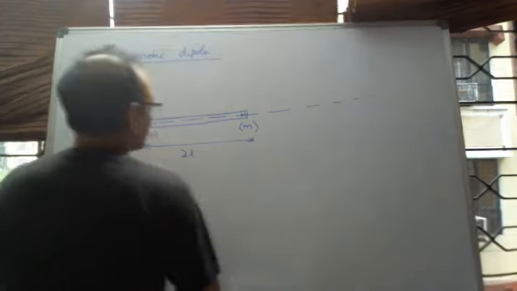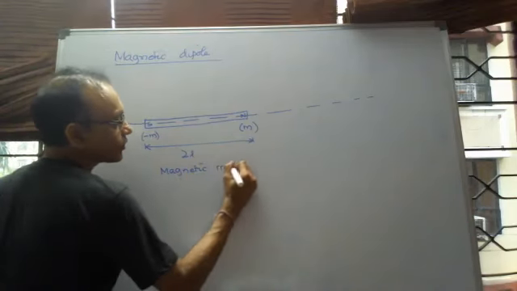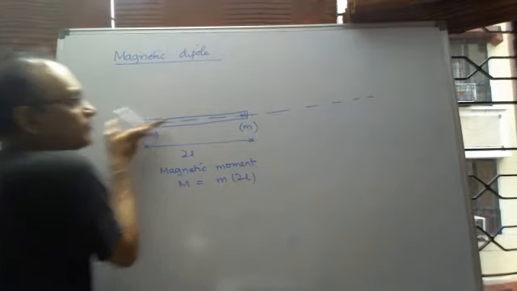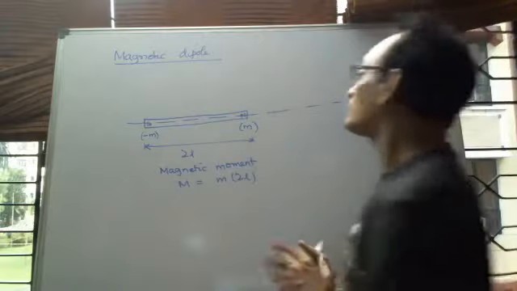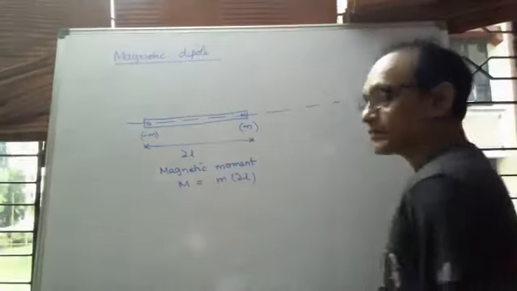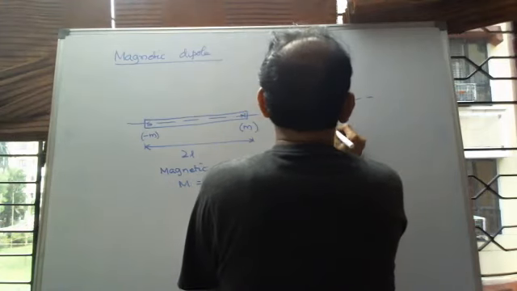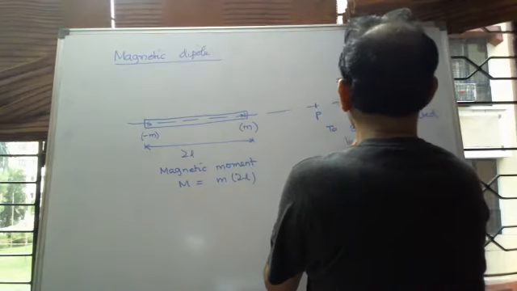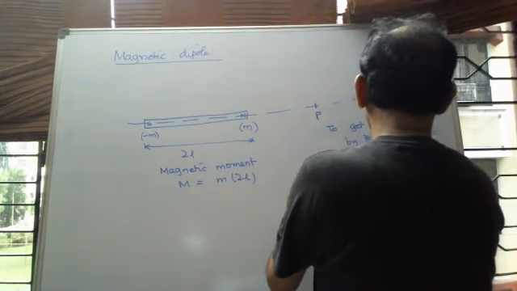Right? Whatever it is, the magnetic dipole moment of this, what will it be? m into 2L, and it will be from south to north. That's the magnetic moment. Now, for a bar magnet with minus m and plus m, I want to be able to obtain the field at a point P created by the bar magnet at P.